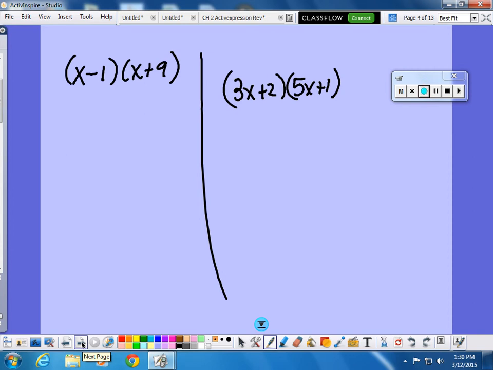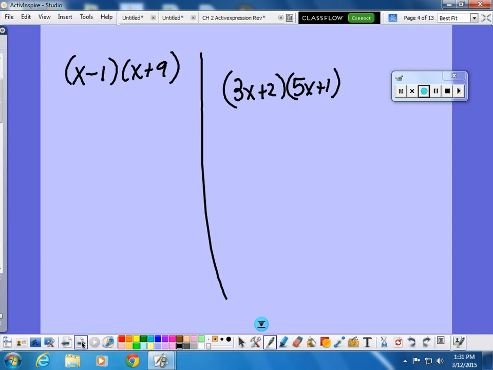All right, so now, when do I use the FOIL method? What did you write down? When you're multiplying two binomials. That's how you know to use FOIL. Multiplying two binomials. All right, so let's put that into practice here. x minus 1 times x plus 9.